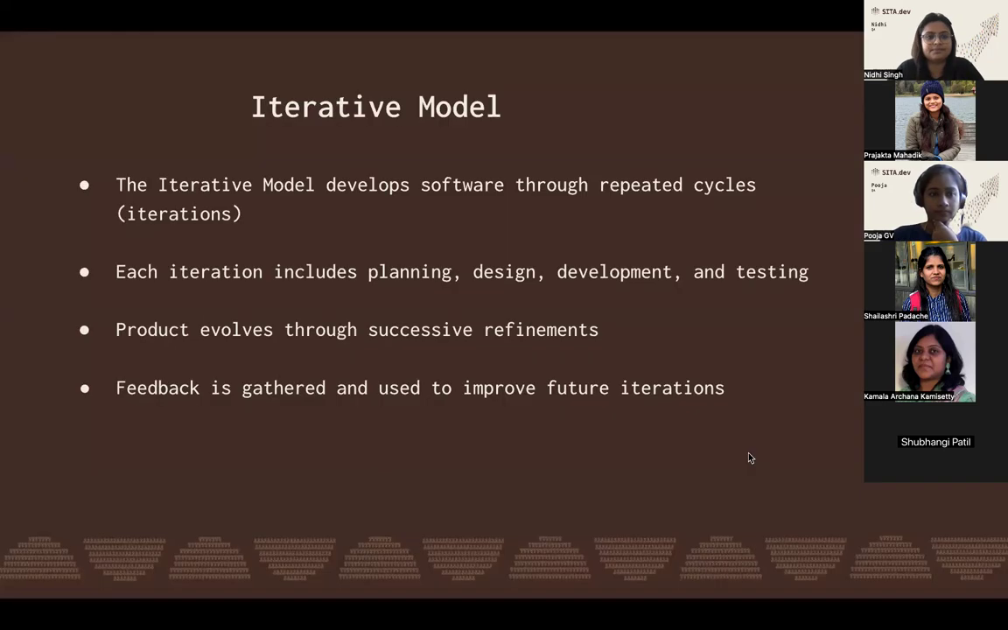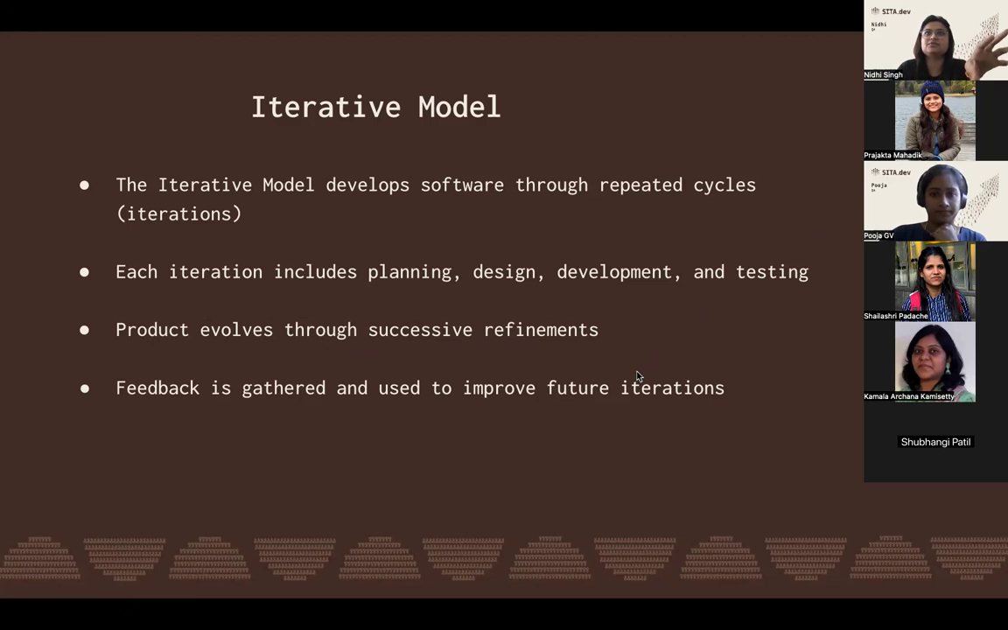Next is the iterative model. The iterative model develops the software through repeated cycles. Each iteration includes planning, design, development, and testing. So these are the phases of the iterative model. Once one cycle is done, a second cycle is created, then when the second is done, a third is created. The iteration keeps repeating. So this is the iterative model.